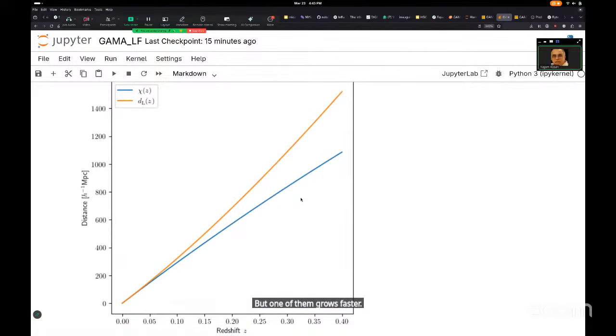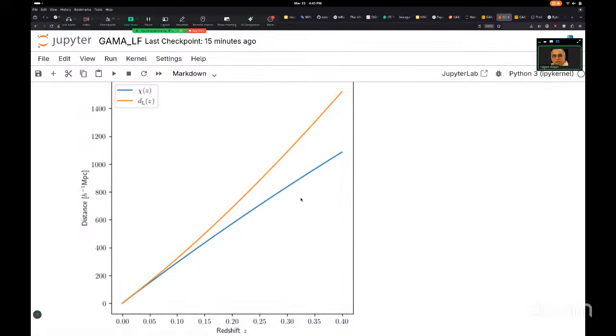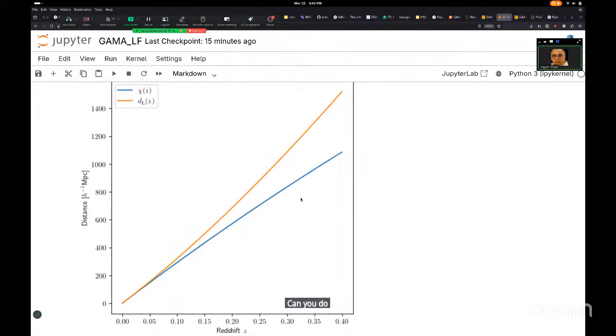Now, does someone remember what may be the relation between these two? Right, there was a function of z divided by 1 plus z and a function of z multiplied by 1 plus z. The luminosity distance is more than the comoving distance, so it is multiplied by 1 plus z. As an exercise right now, you can check: is the ratio of D_L of z and chi of z equal to 1 plus z? Can you do that quickly for me?